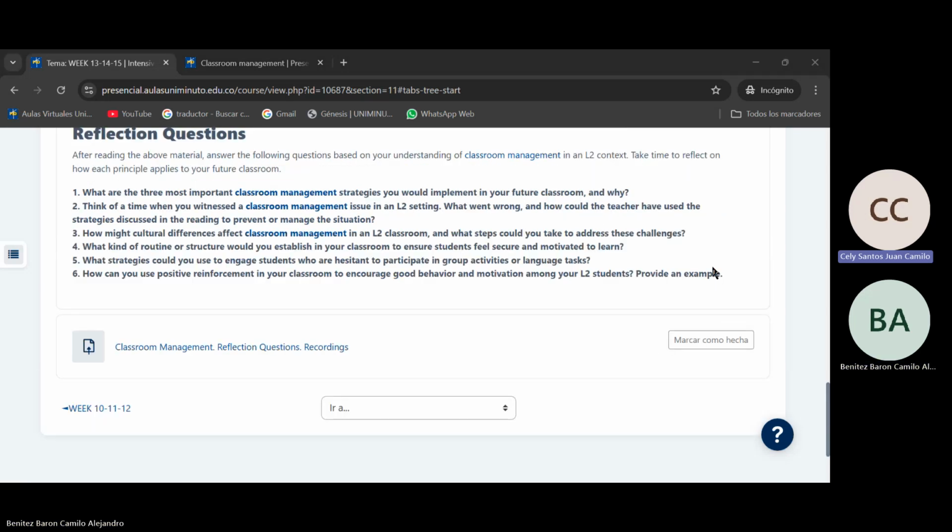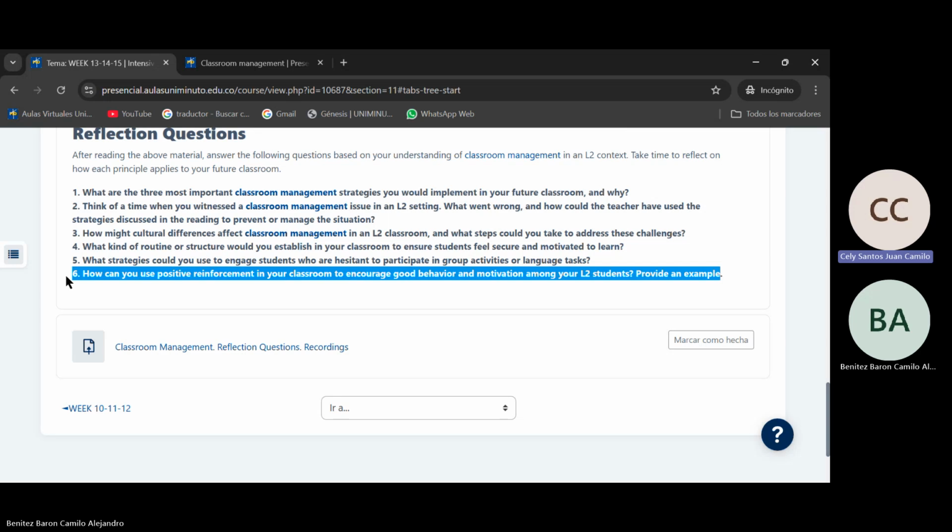Okay, this is a really good question. Actually, for example, the positive reinforcement would be a feedback activity, but in a different way. The idea is that as a teacher, you don't say, okay, today you performed really well, or today you performed really well.